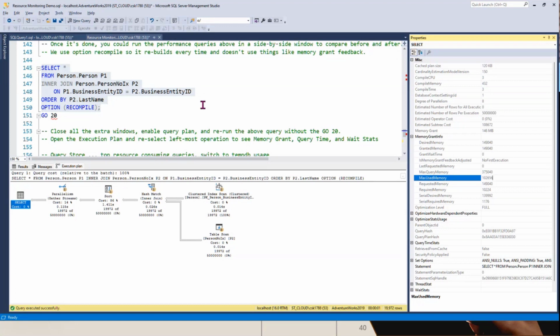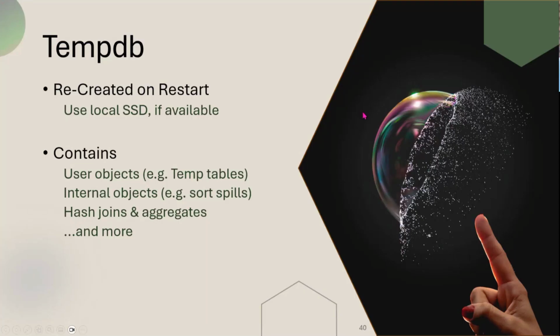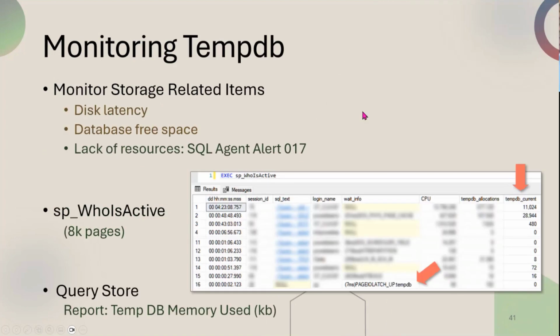Actually, in most cases for TempDB spills, it's statistics related. But that gets into whole performance tuning stuff, which there's days' worth of training on tuning queries. So how do we monitor TempDB?